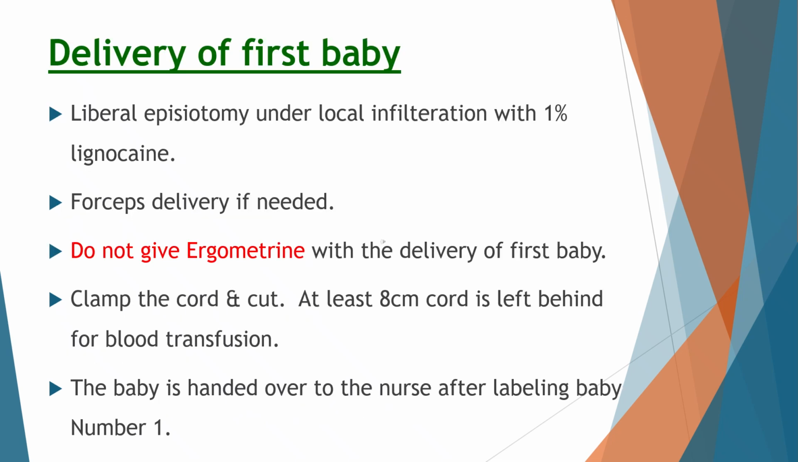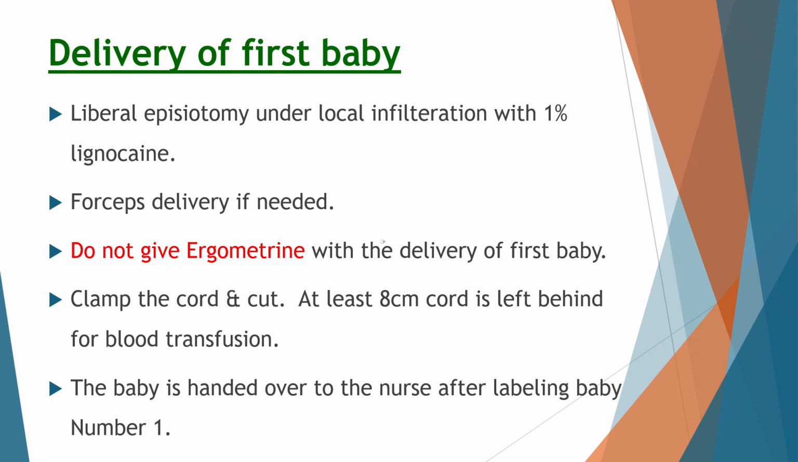Now let's discuss the delivery of the first baby in a multiple pregnancy. During delivery, a liberal episiotomy is often performed under local infiltration with 1% lignocaine to allow enough space and reduce trauma. If required, forceps delivery may be used to assist the birth of the first baby. It is important to remember that ergometrin should not be given at this stage because the uterus still contains another baby and strong uterine contractions could cause complications.